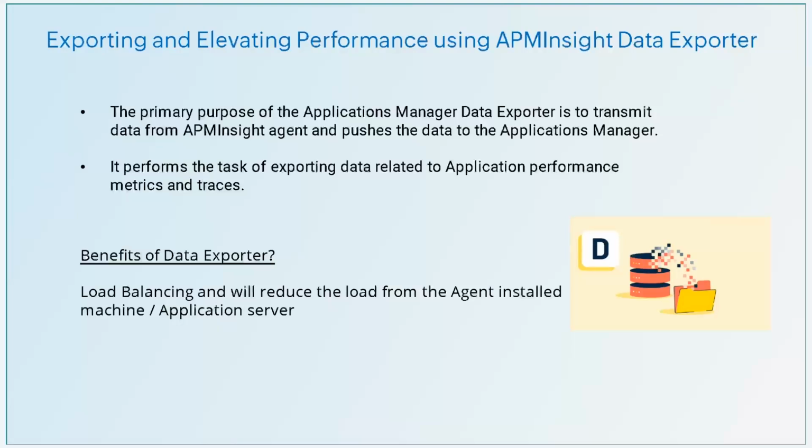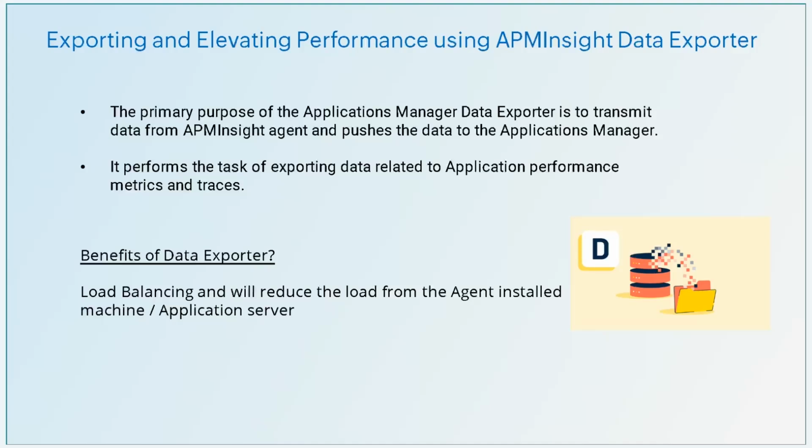The metrics will include various performance indicators such as the response time, the error rate, or the resource usage, and the traces typically refer to the detailed records of the execution flow of a transaction or request within the application. A single instance of the Applications Manager data exporter is capable of managing data processing for multiple applications. This implies that the exporter is designed to handle the data export requirements for various applications simultaneously.